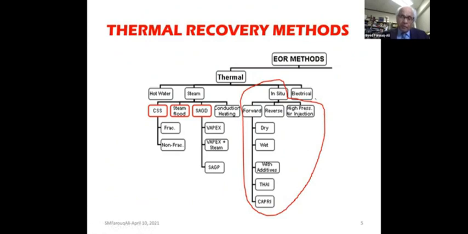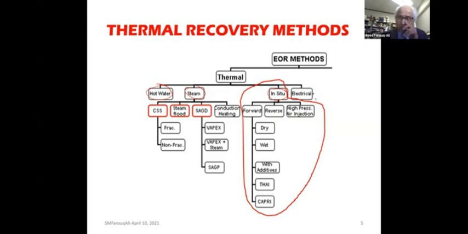Here are the different thermal recovery methods, and I have circled out the in situ combustion based processes. So this is in situ combustion. This is steam. This is hot water, really, which is a variation of steam. We discussed all that last time.